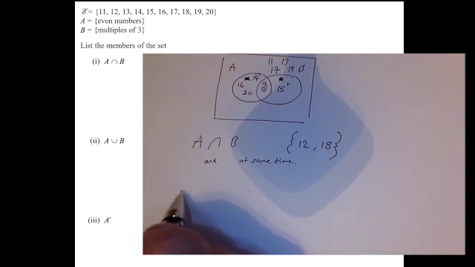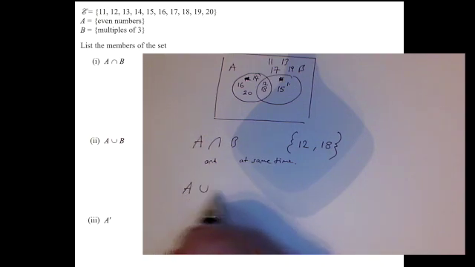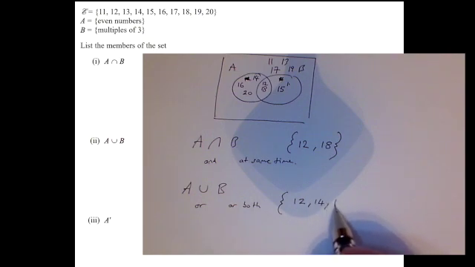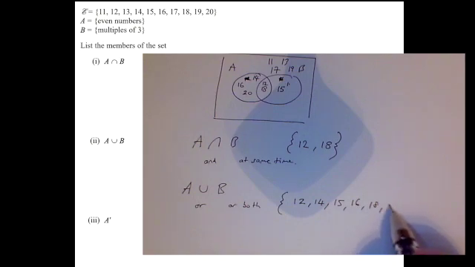Okay, for the second question it says A union B, or that's a posh way of saying A or B or both. So what numbers are in A or B or both? And you can see that we have 12, 14, 15, 16, 18 and 20.